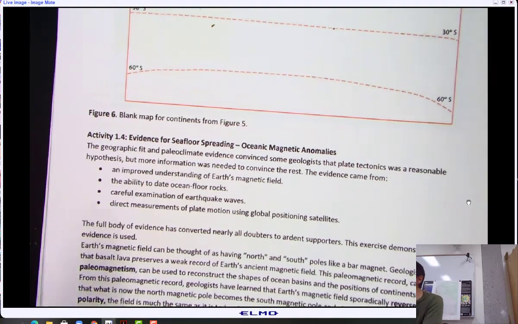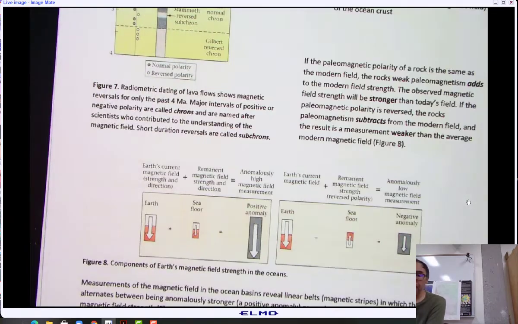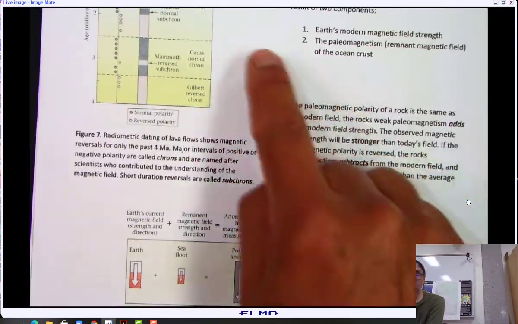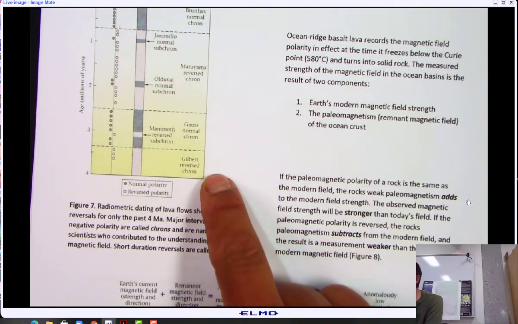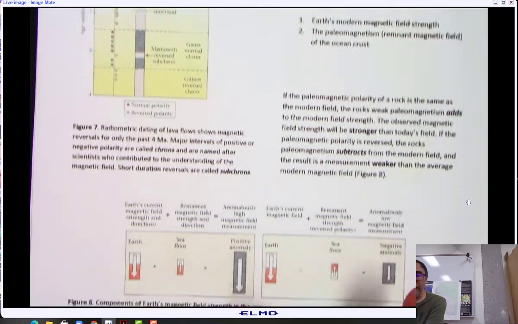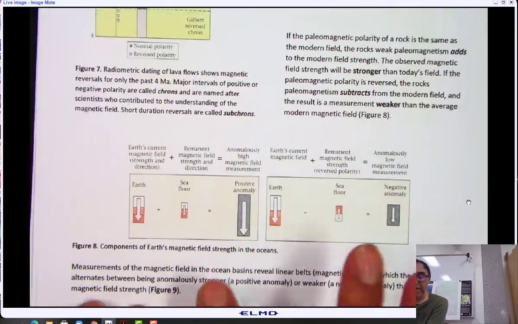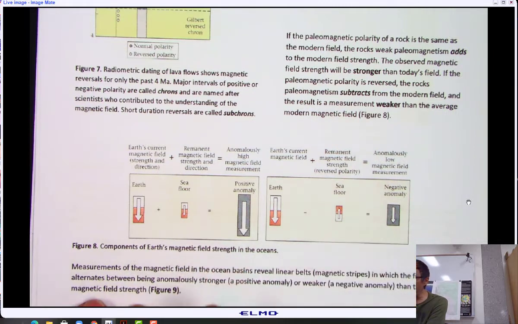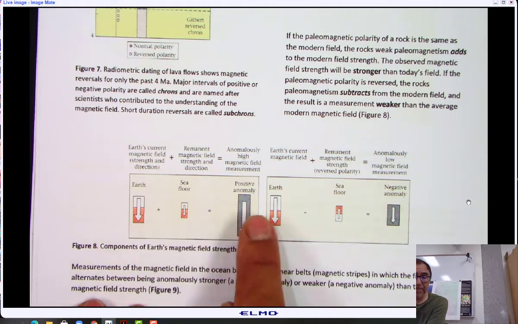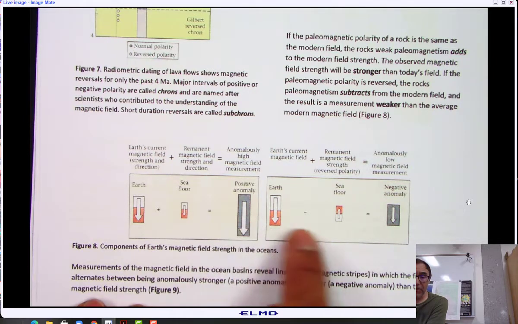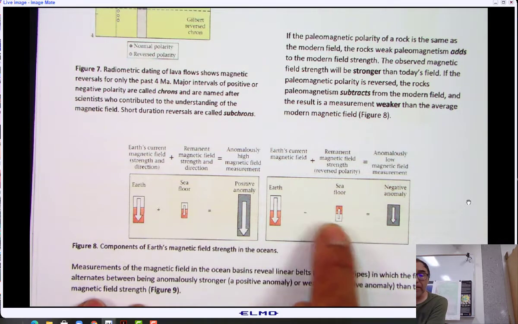So make sure you read about the intro here, and then we have these chrons. Your book talks quite a bit about these, so you can review that. I mentioned them a little bit in my lectures, but the key thing is knowing about this idea of normal and reverse polarity. If the rocks have the same polarity as Earth's current polarity, you're going to have a positive anomaly. If the rocks are opposite, then you're going to have a negative anomaly.